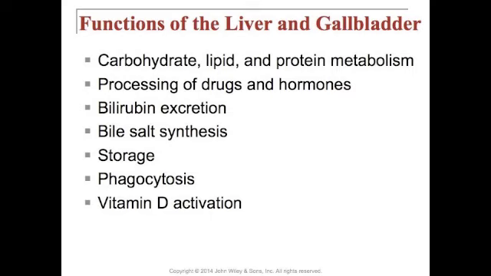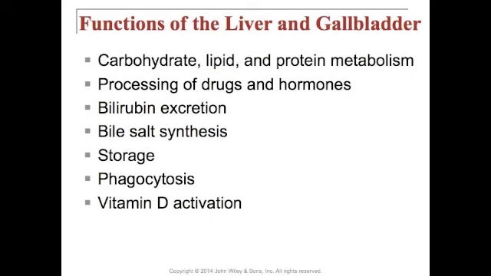In protein metabolism, hepatocytes deaminate amino acids so that the amino acids can be used for ATP production or converted to carbohydrates or fats. What I mean by deamination is that the amino group is removed from the protein. The resulting toxic ammonia is then converted into a much less toxic urea, which is excreted in the urine.